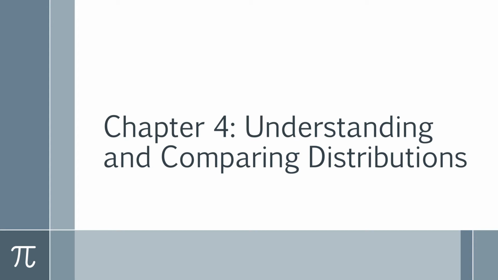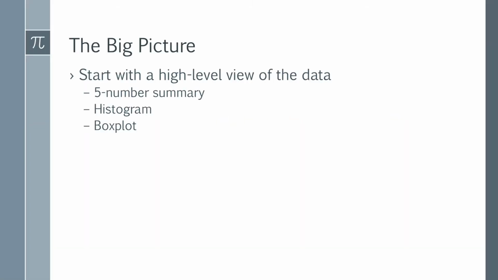Chapter 4, we're going to look at understanding and comparing distributions. When you're analyzing data, it's best to start with a high-level view. So start with a 5-number summary, a histogram, and a box plot. Those three things are going to give you a very nice, high-level, big-picture view of the data set that you're going to be working with.